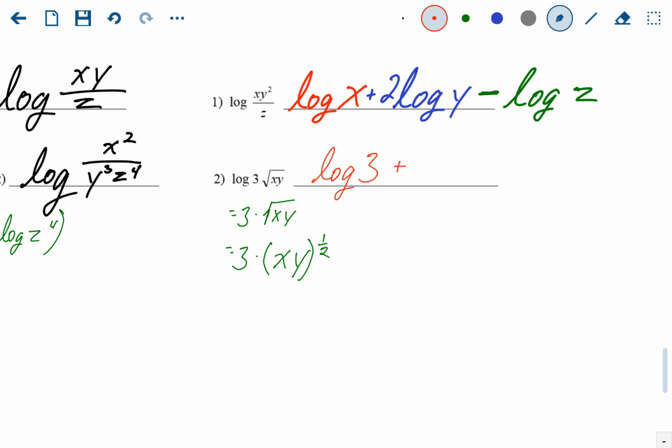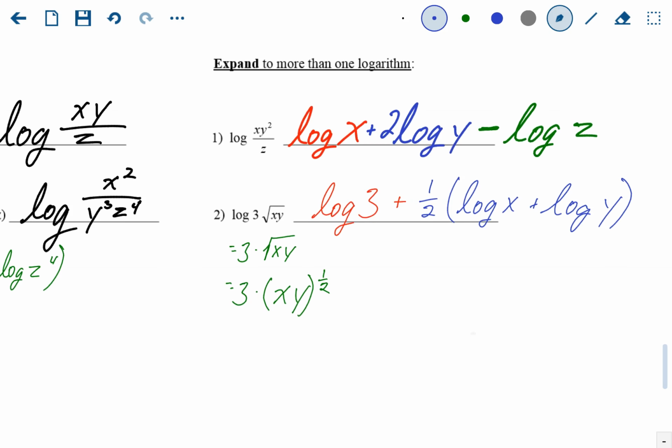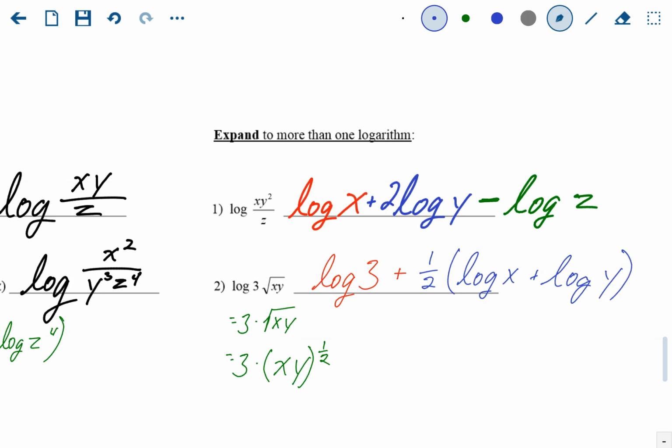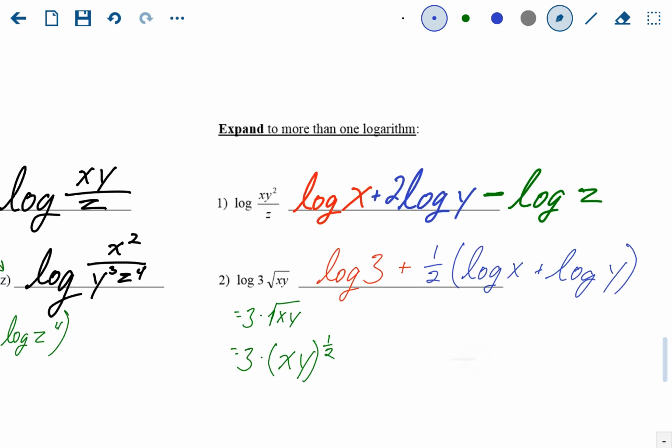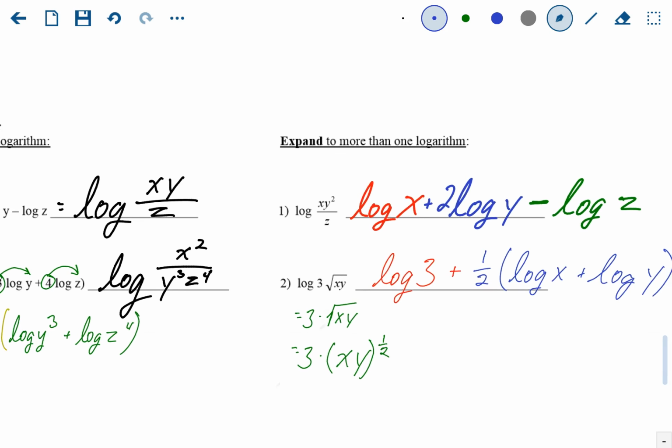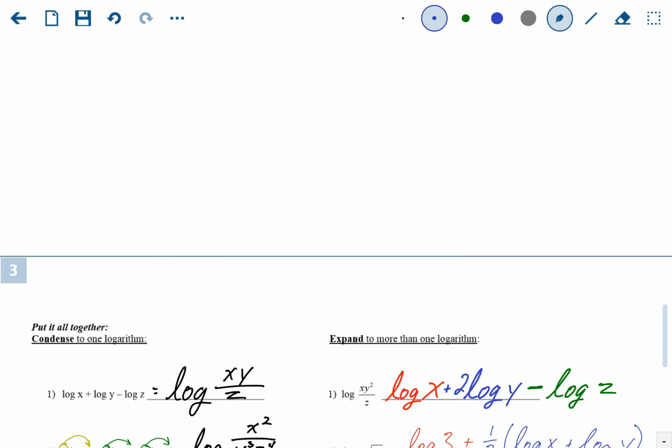Okay. Now, since both the x and the y have a 1/2, we could put that 1/2 in front of both of them and use parentheses to group them together. So we say log x plus log y, with the 1/2 in front, which is going to apply to both terms, both logs, which is what happens down here with the parentheses and what happens inside of the square root. Okay. So it's a little tricky on some of these. But that's expanding and condensing logs using the log properties.